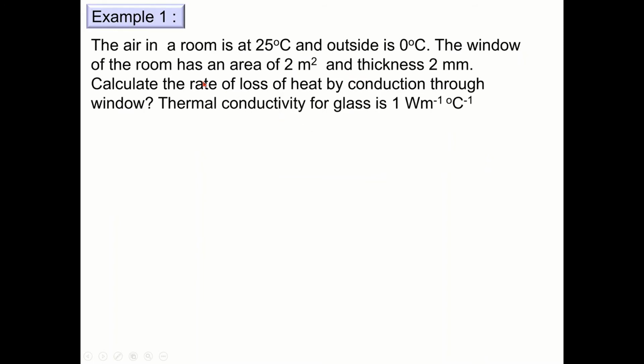So let's try to solve this example. The air in a room is at 25 degrees Celsius and outside is 0 degrees Celsius. The window of the room has an area of 2 meters squared and thickness 2 millimeter. Calculate the rate of loss of heat by conduction through the window. Thermal conductivity for glass is 1 watt per meter per degree Celsius.